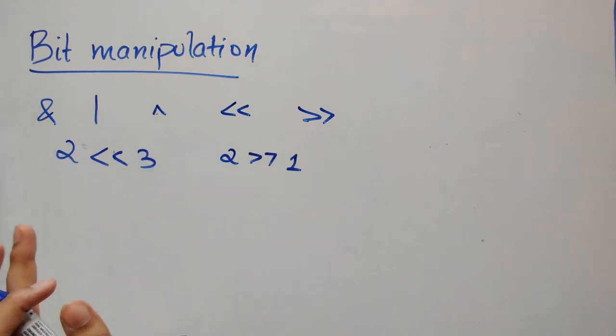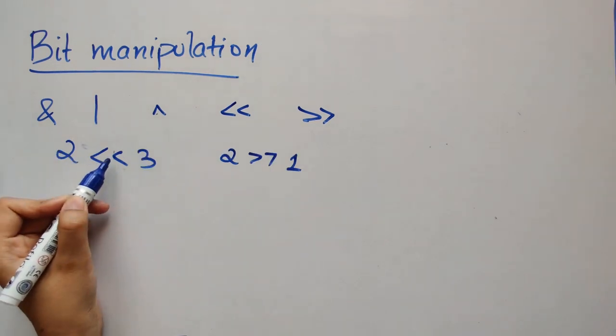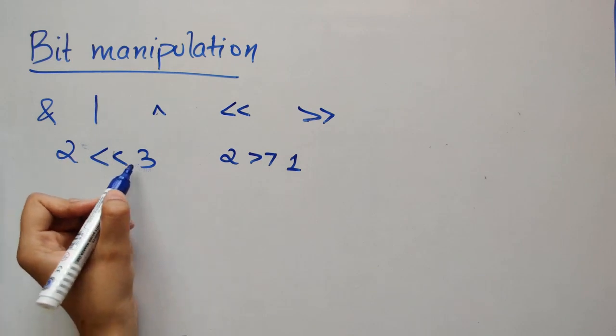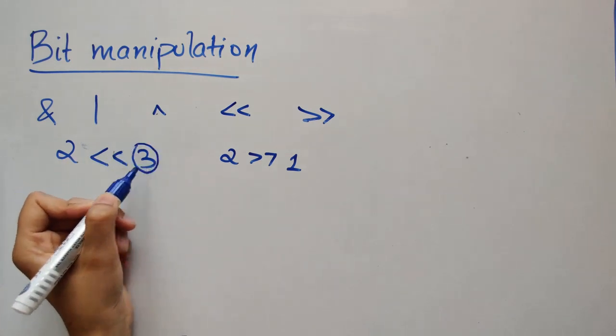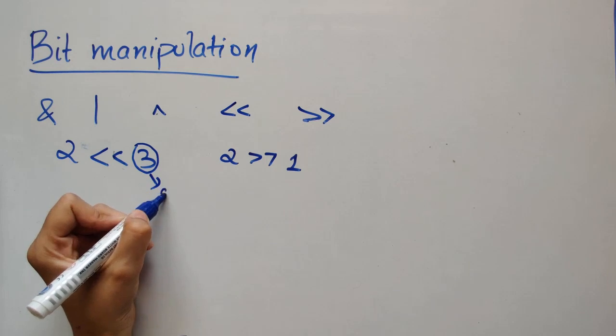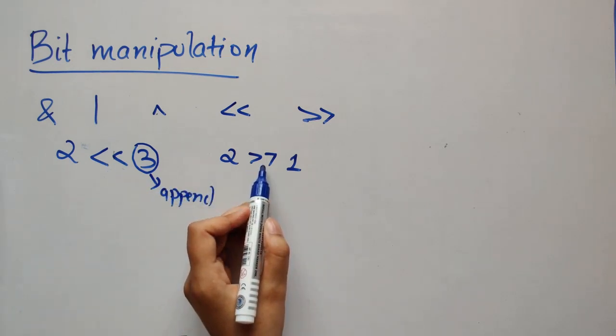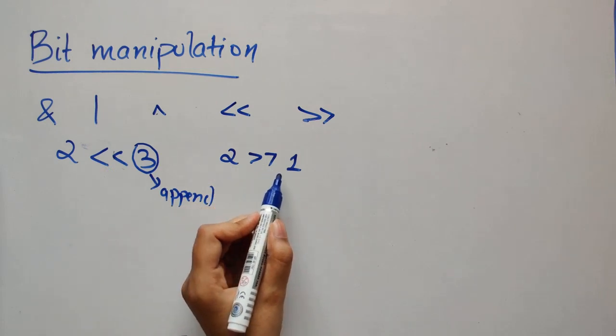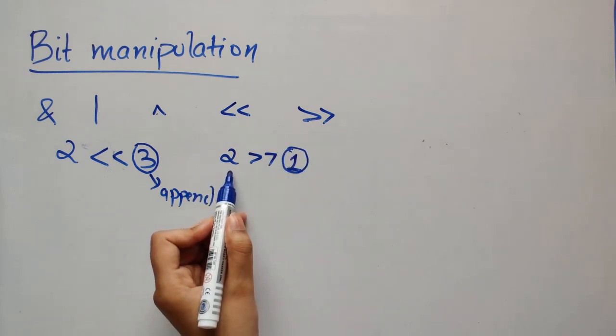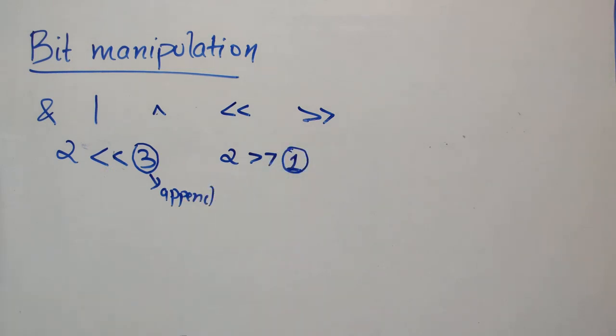So in summary, we can say that if I have left shift, then I have to append whatever is the number, those many zeros I have to append. Okay, and if it is a right shift, then I have to drop these many digits from the binary representation of this.